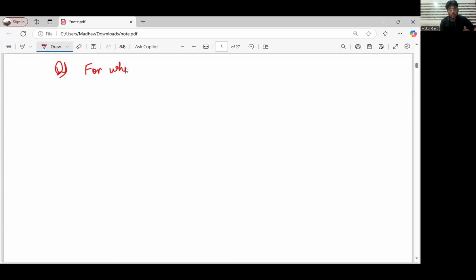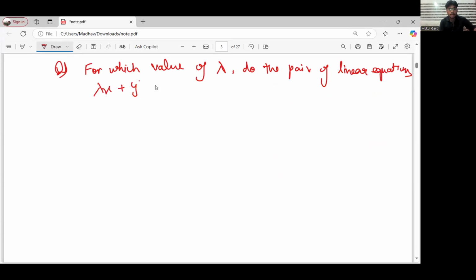For which value of lambda does the pair of linear equations lambda x plus y equals lambda square and x plus lambda y equals 1 have a unique solution? See, we get a unique solution only in the case of intersecting lines. So we are going to use the condition for intersecting lines.